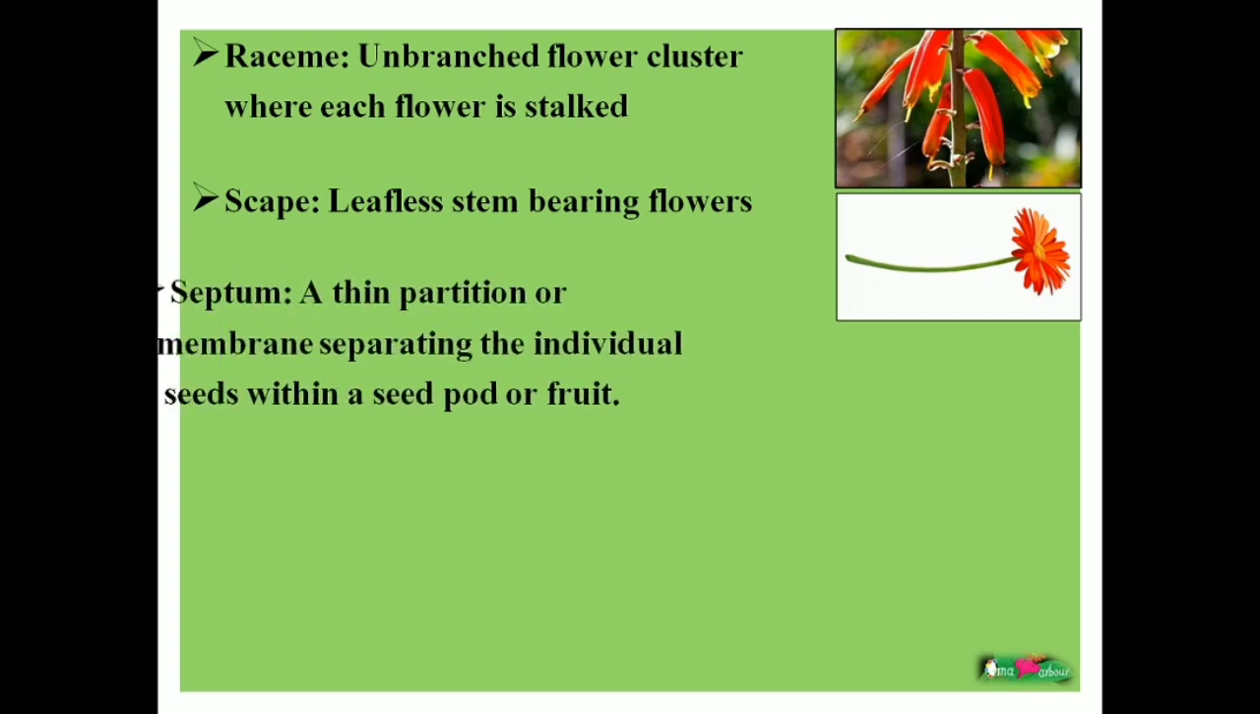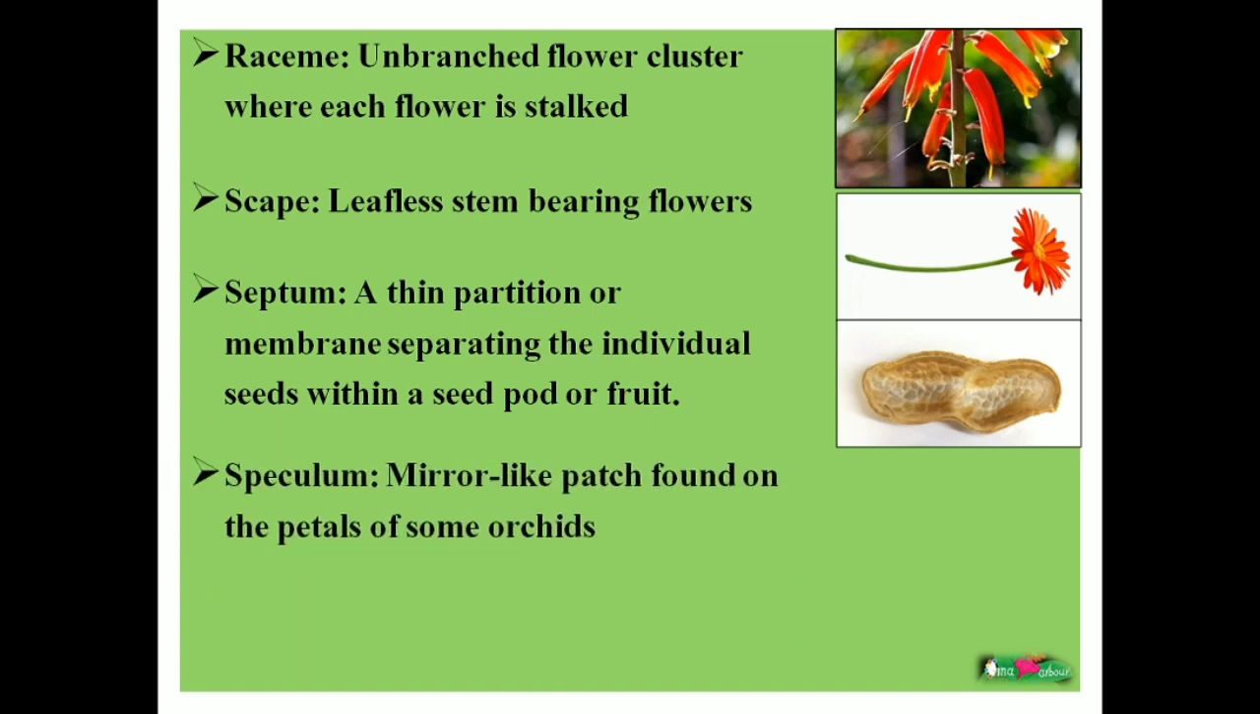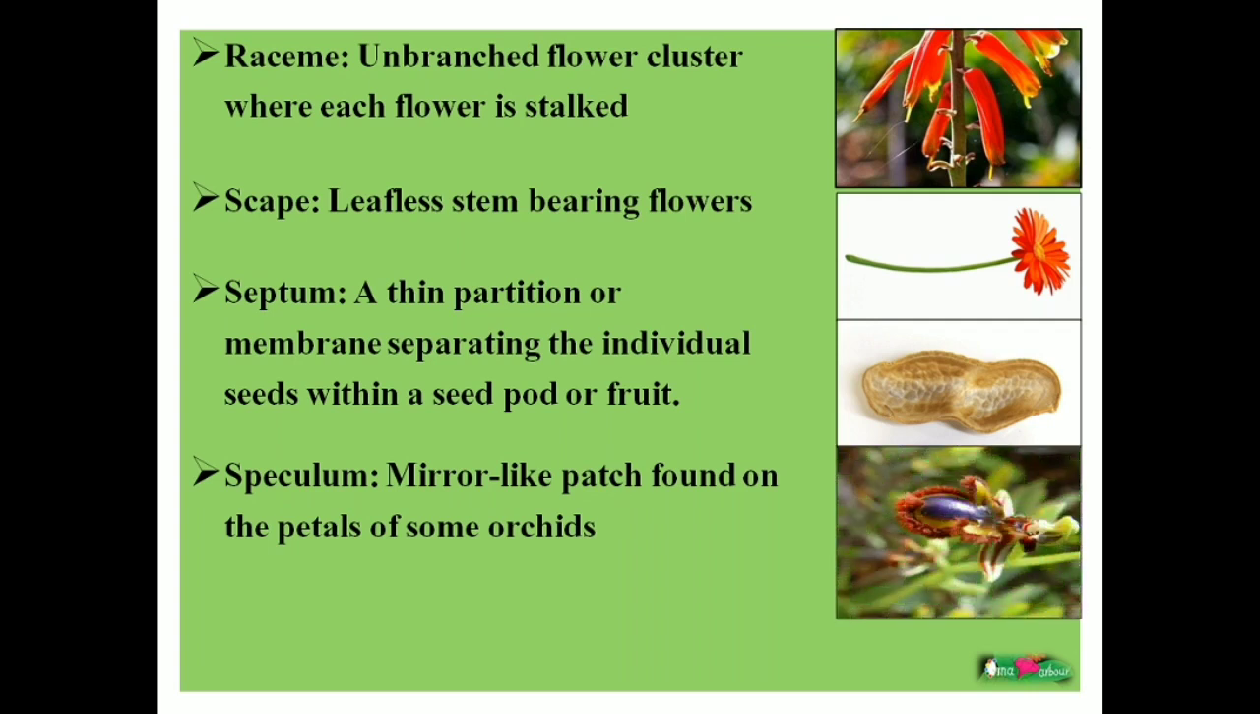Next is septum. This is not much related to floriculture, but I thought it is important, so I put this term here. Actually, septum simply means the place from where your bean or seed pod easily separates. That's it. Then speculum. This is a special term for special flowers like orchids. You can see the black-colored flashing patch on a flower, and that we call the speculum.